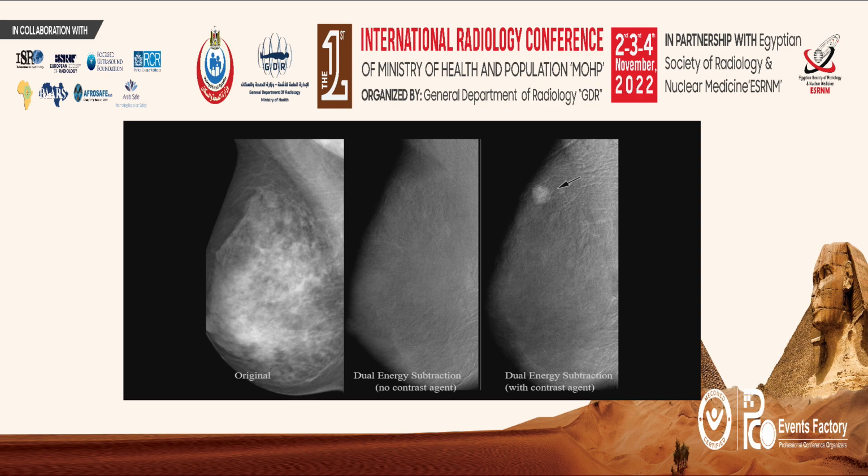Here's a slide showing what's happening with that case. The left and right-hand images are the same as you just saw, but the middle image shows what happens if you do dual energy subtraction before you inject contrast. And so the dual energy is what's causing all of the glandular tissue to appear subtracted. When we do it after iodine injection, we see the tissue subtracted and we see the cancer.